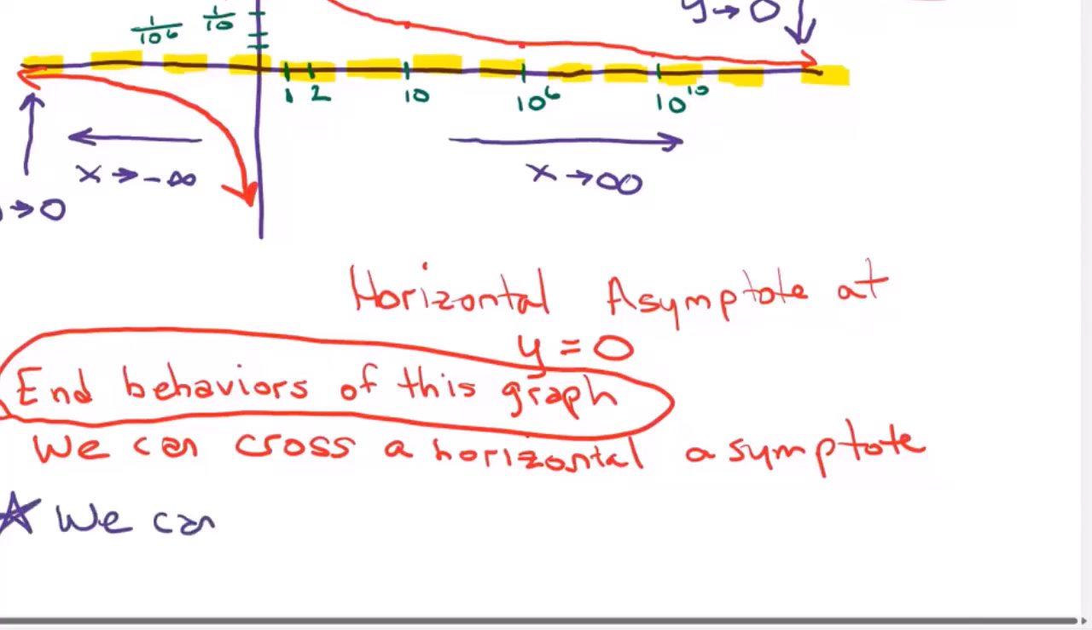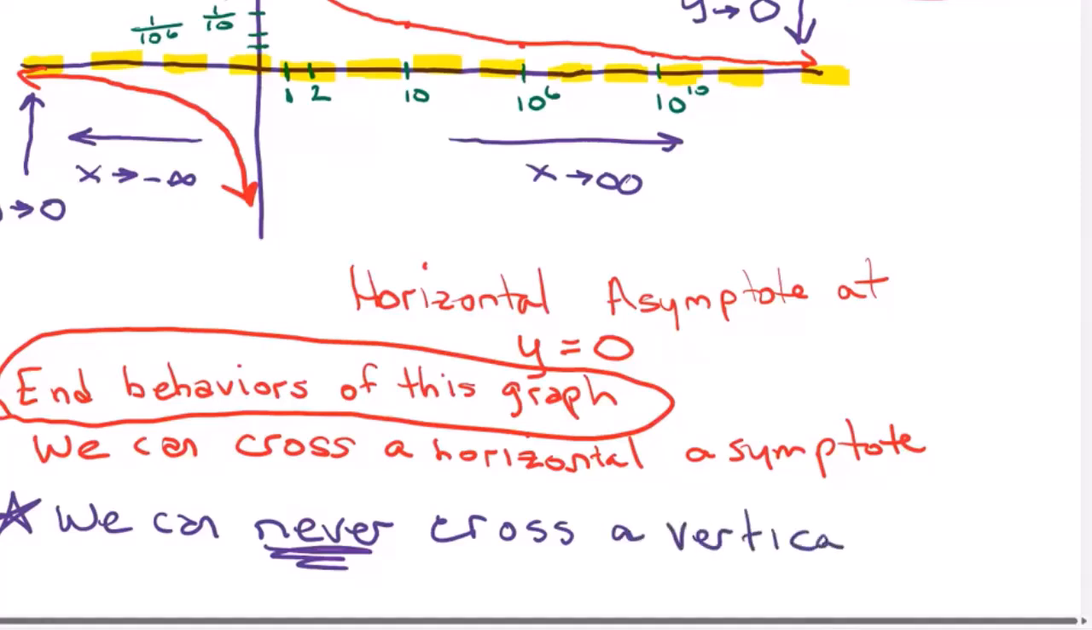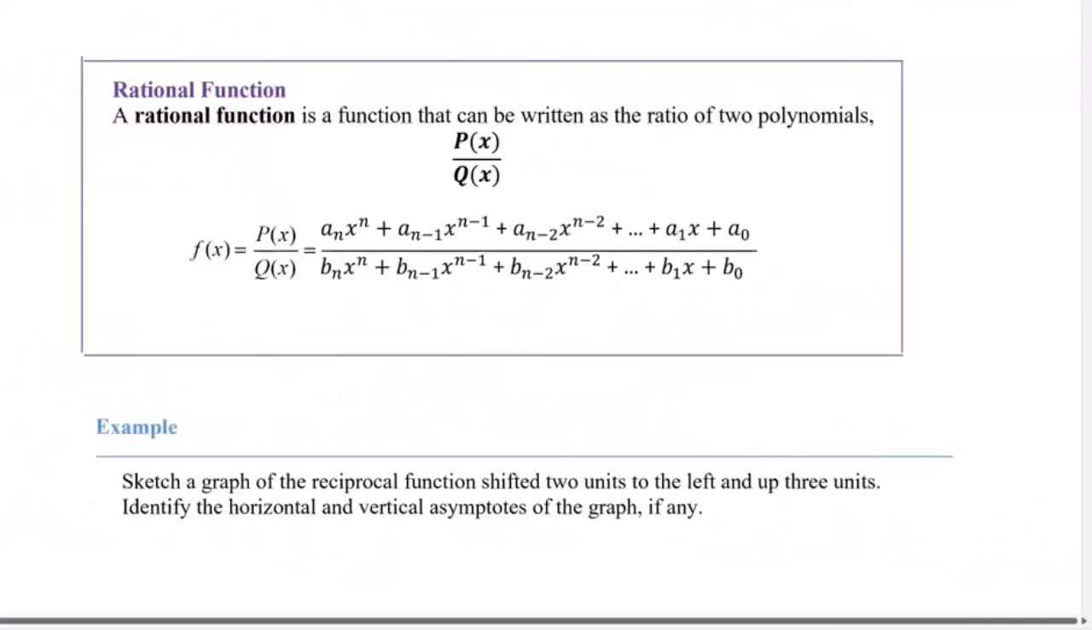We can never cross a vertical asymptote, because to cross a vertical asymptote would mean our denominator equals 0. Here we have our definition. Notice polynomial over polynomial. Just make sure that q of x is not equal to 0. We can never have the denominator equal to 0.